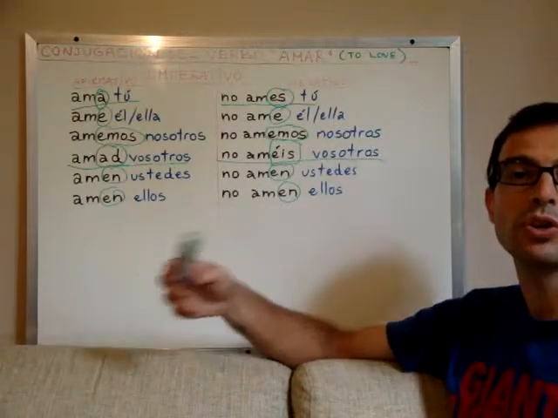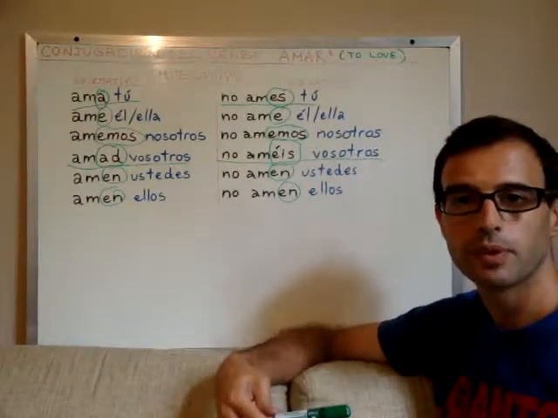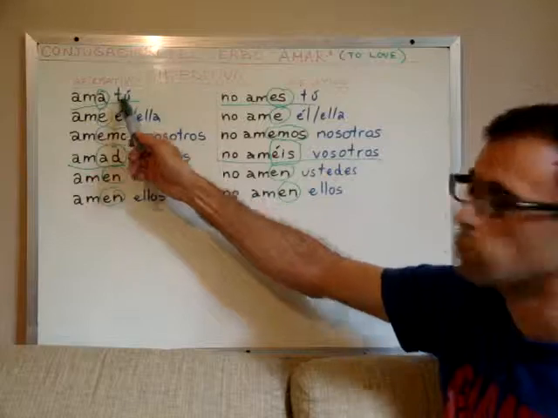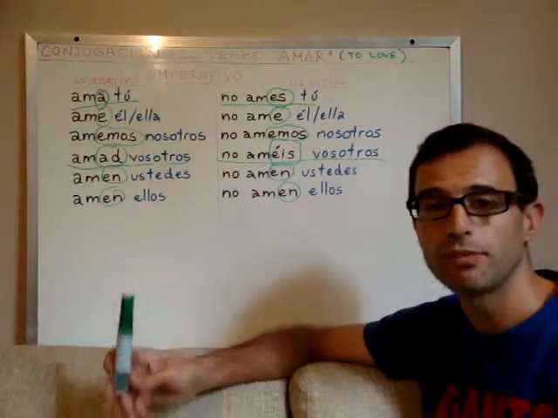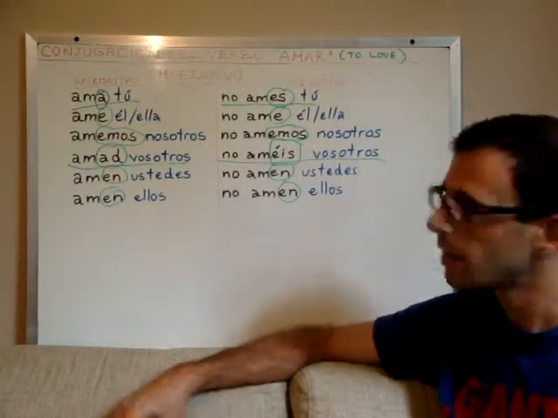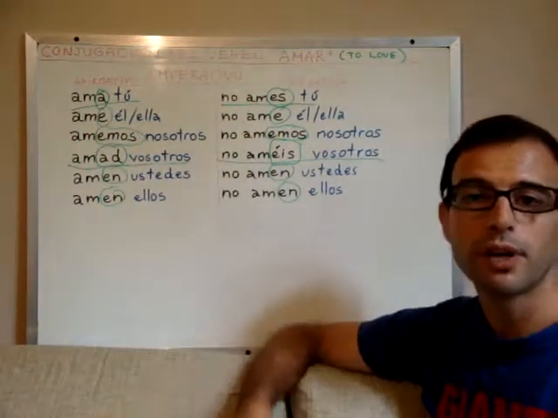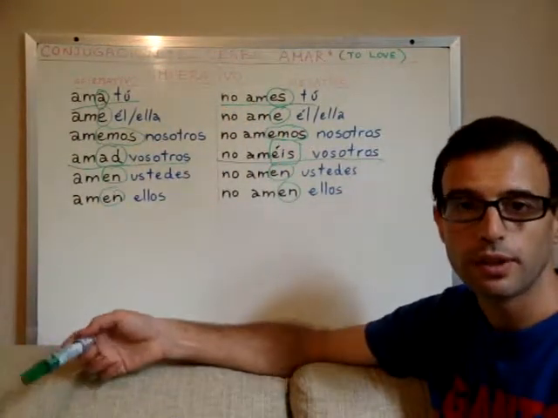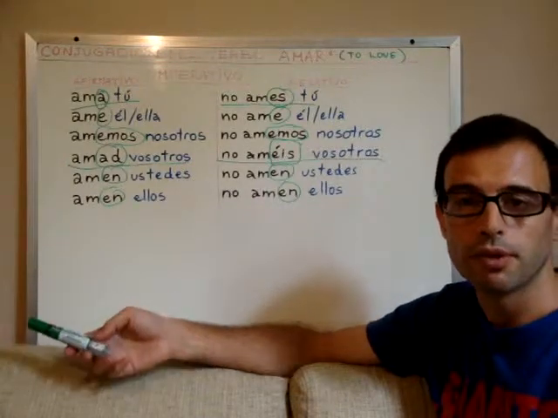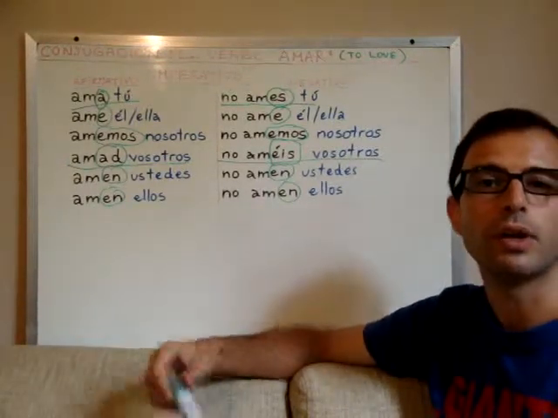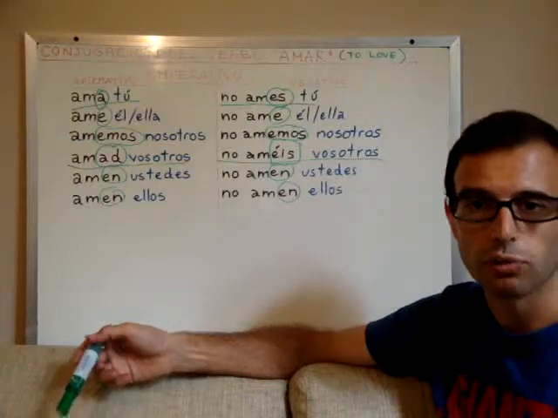We don't say yo ame. We begin with ama tú, right? And we omit the first person of the singular. That's what you will find whenever you try to find the conjugation of the imperative form in Spanish, and I think it's the same in any other language as well.